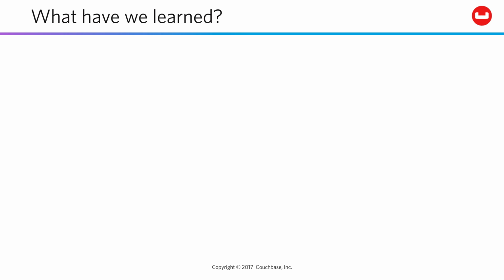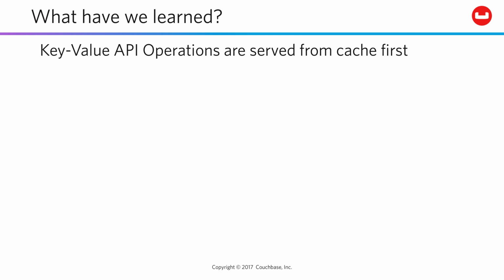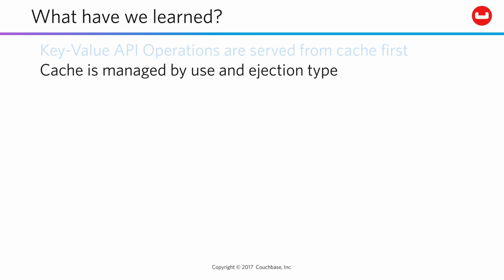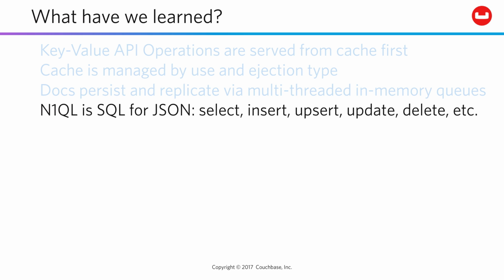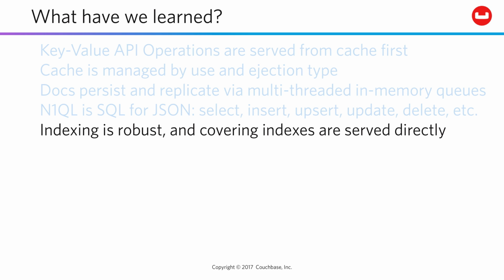So what have we learned here? Well, Couchbase is blisteringly fast because key-value operations are served directly from cache, managed by use and ejection type. Documents are persisted and replicated via multi-threaded RAM-to-RAM queues running the durable DCP protocol. The query service gives you NCL, which is SQL for JSON. The index service optimizes performance through covered indexes and other features.